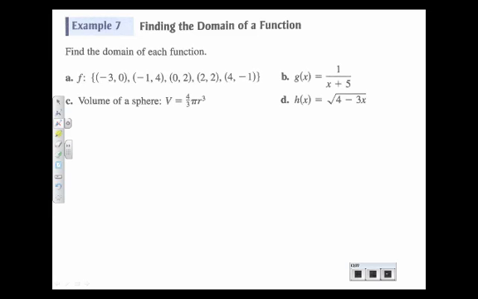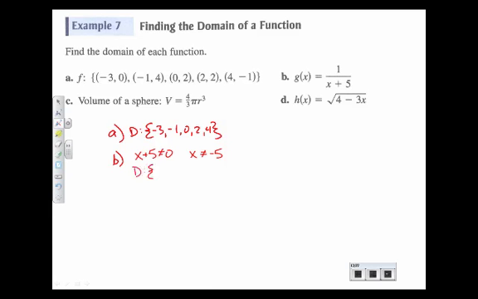For a, they actually spell out what's going on, so we just need our x values. For a, our domain, and you can use your fun little scripty bracket, is all of your x values: negative 3, negative 1, 0, 2, and 4. Just the x values. For b, x could be anything we want except we cannot have a 0 in the denominator. So x plus 5 cannot equal 0, so x cannot equal negative 5.